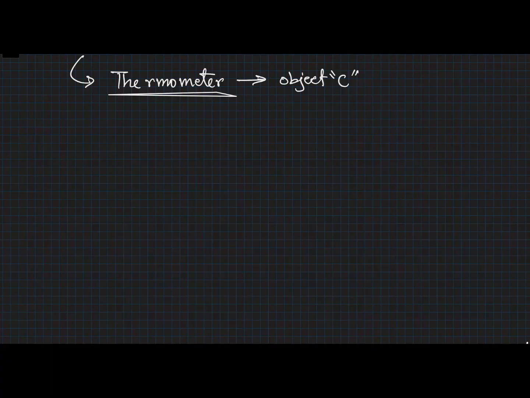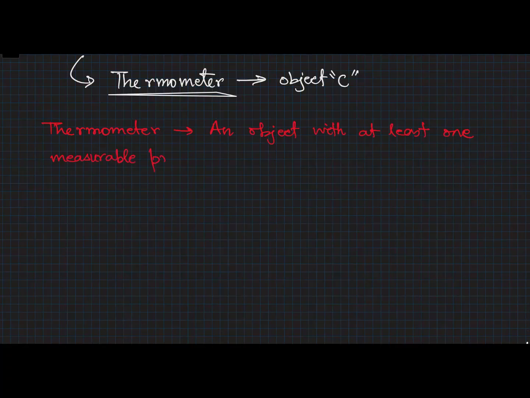So a thermometer also has one definition, kind of. A thermometer is basically an object with at least one measurable property that changes when temperature changes.